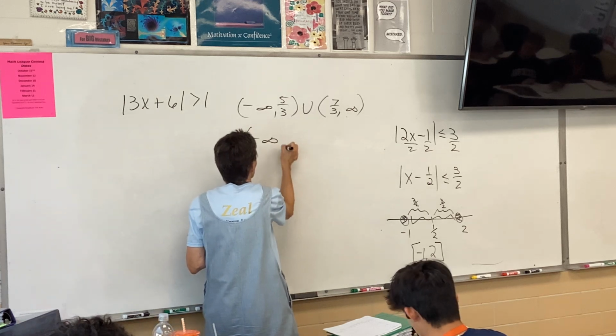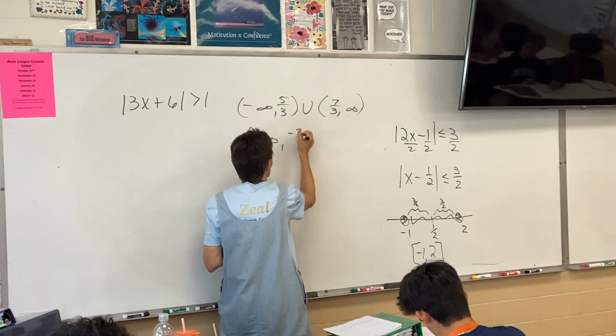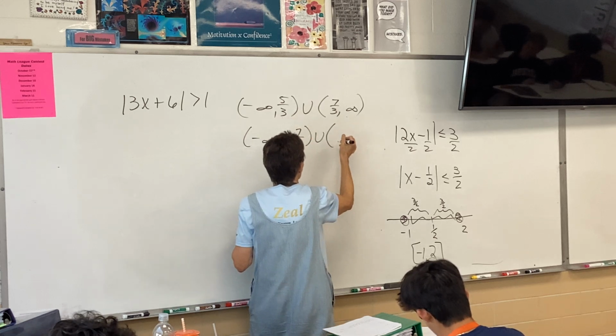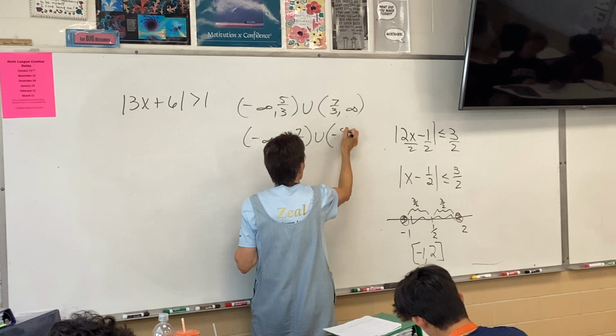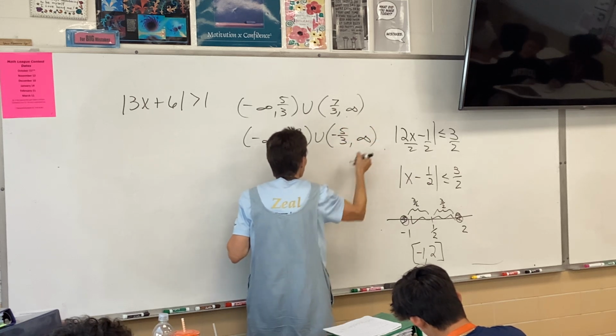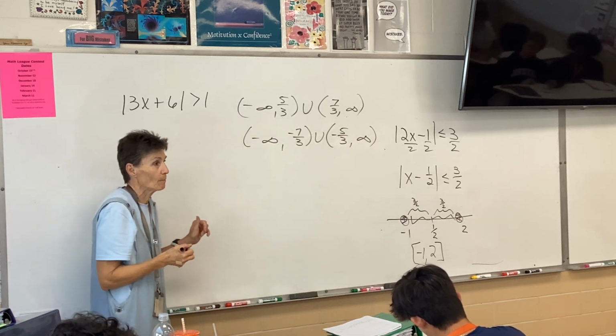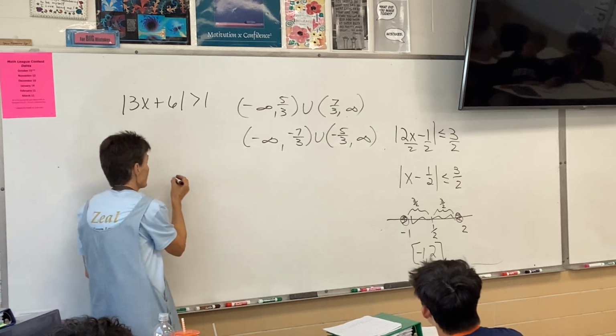I got different, yeah. What's yours? Negative infinity to negative 7/3, and then union negative 5/3 to positive infinity. All right, so we are very close. We have a sign issue somewhere, right? So let's figure out what's going on.